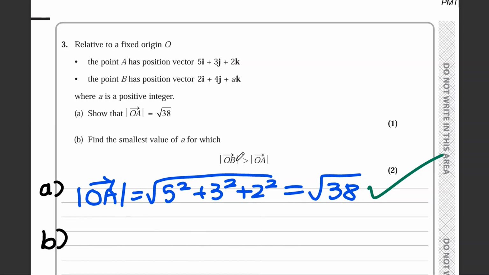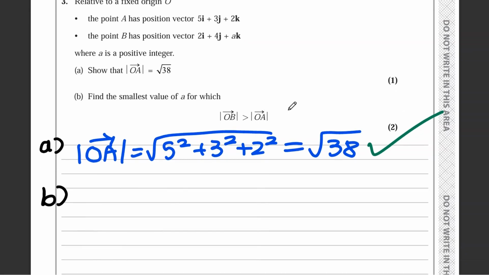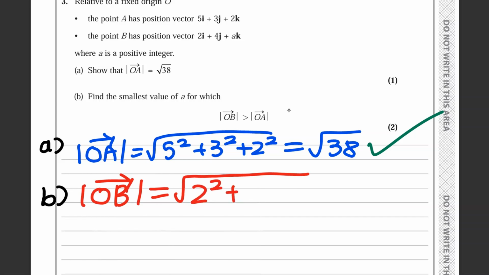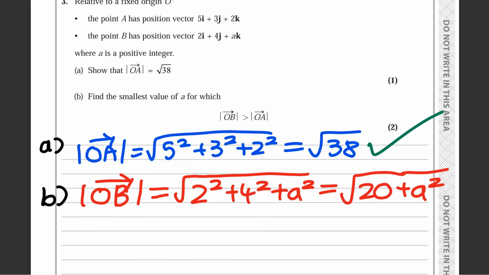So to figure out the magnitude of OB, which is this vector here, remember the magnitude is these three numbers squared, added together, and then the square root of this. So the magnitude of OB is equal to the square root of 2 squared plus 4 squared plus a squared. Now we can simplify this because 2 squared is 4, and 4 squared is 16, and 4 plus 16 is 20. So we can rewrite this as the square root of 20 plus a squared. So this is the magnitude of OB.